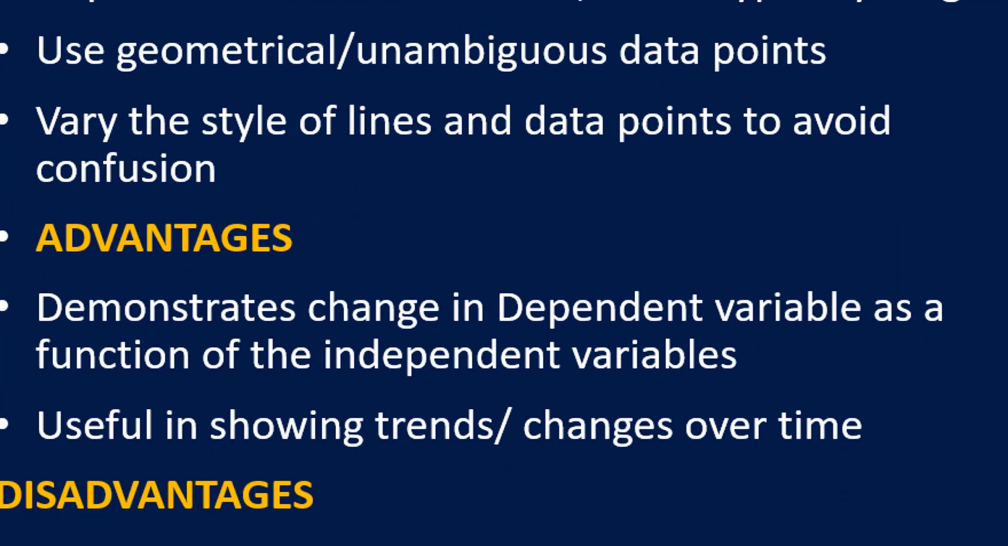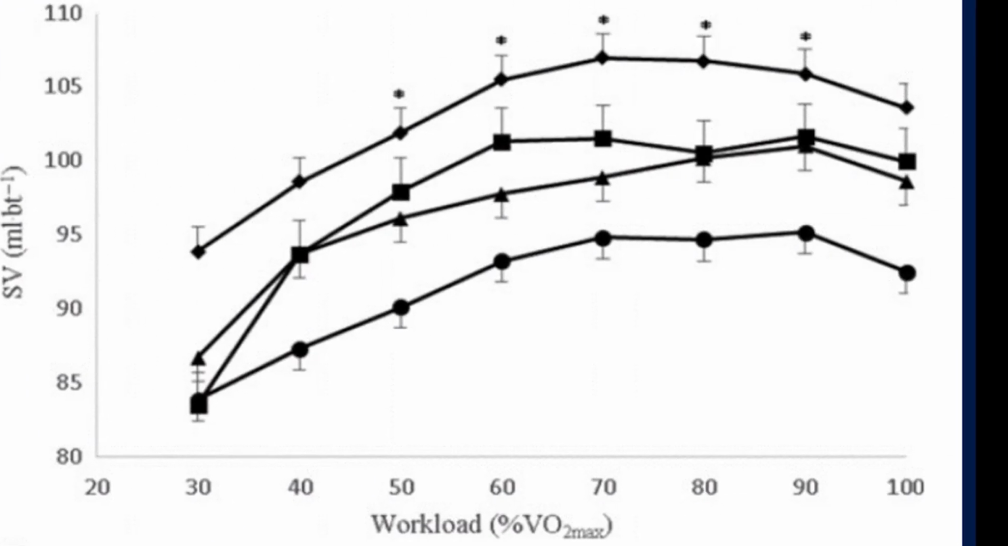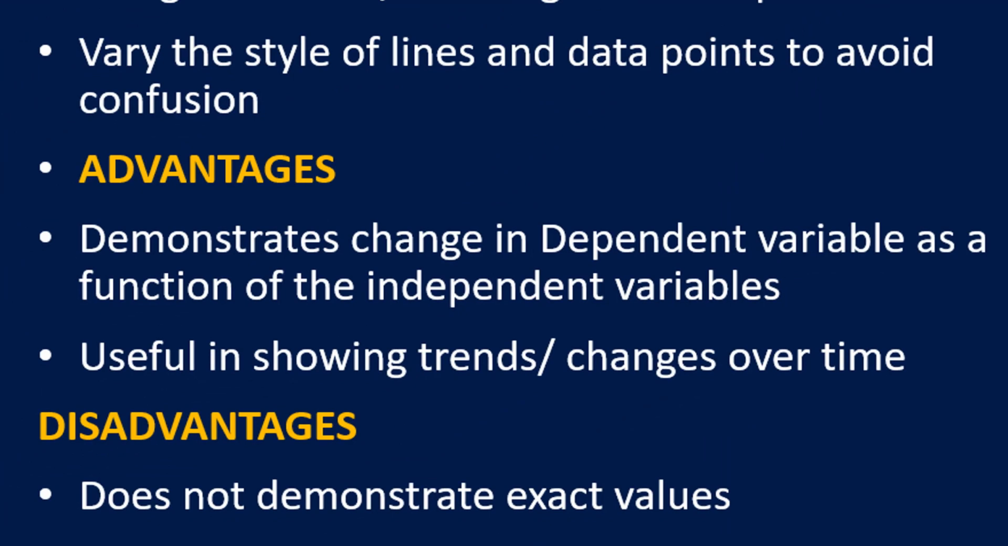So why would you use these? Well, it's about showing changes in your dependent variable as a function of the independent variable. So in this case, how did our stroke volume change? We've actually got it in 4 different conditions of the menstrual cycle here, but how did it change in response to the independent variable, which is the percentage of VO2 max. You can see how that wouldn't work as a bar graph, because that is not the appropriate way to show that information. It's a time-based, in this example, or a workload-based response. So it is really useful to use line graphs when you're showing trends or changes over time, and you can see that in the second graph.